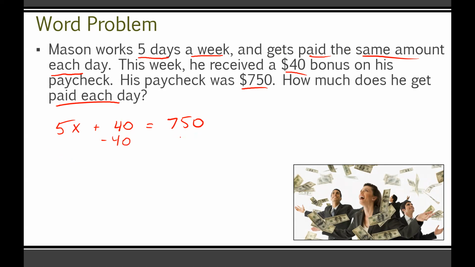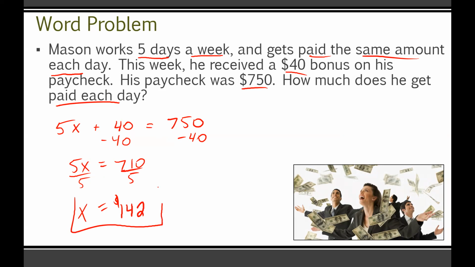Minus 40 from both sides. So from this side of the equation and this side of the equation, minus $40. This is going to give us 5x equals 750 minus 40, which is 710. Then, of course, we want to discover what x is equal to, so we got to divide by 5. This is going to give us x equals, and I got to get my calculator out here, 710 divided by 5. That's going to be $142 per day.